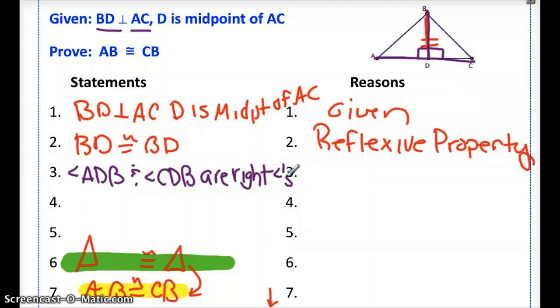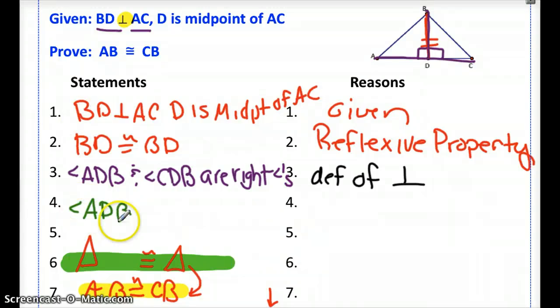Okay, and why do you know that? Why did you mark those? Because of your perpendicular symbol. So this is going to be definition of perpendicular, and you can use the perpendicular symbol. Now, if you have 2 right angles, then those angles are going to be congruent, and we did see that in our previous section when we were determining if triangles were congruent. Now, I'm going to write that those 2 angles are congruent. So I'm going to write angle ADB is congruent to angle CDB.